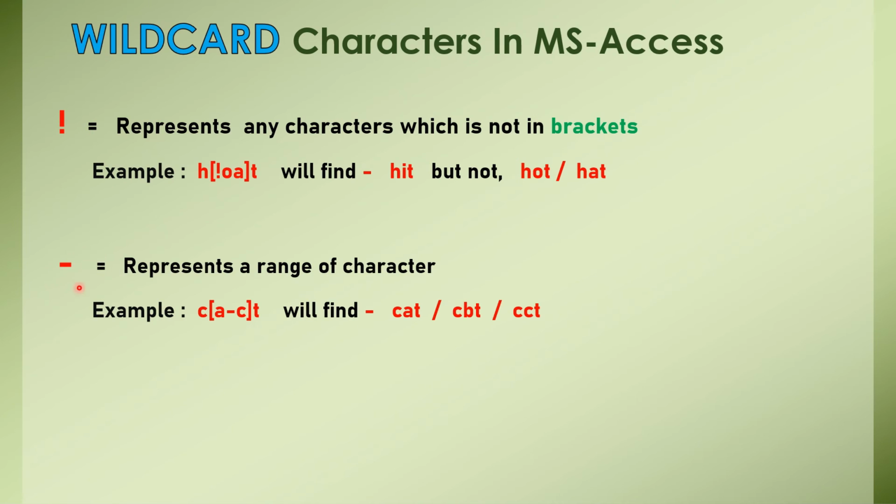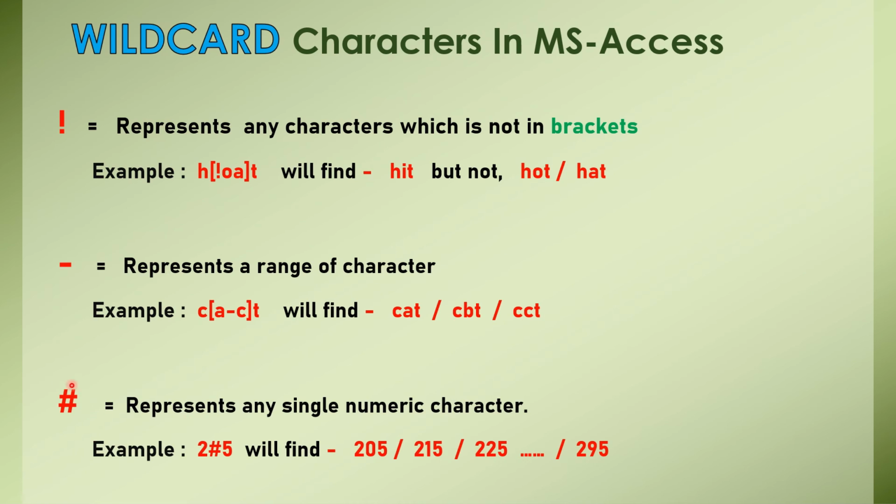Now, what is this? This represents a range of characters. If you want to write a range of characters, then you can give this hyphen symbol. See, C[A-C]T. It means that any character can be applicable within this range A to C. It can find CAT, it can find CBT, because between the range A to C, B is also present, right? So CBT is accessible, and CCT can also be accessible. We need to use square brackets, which means only one character can be accepted. I hope you got this.